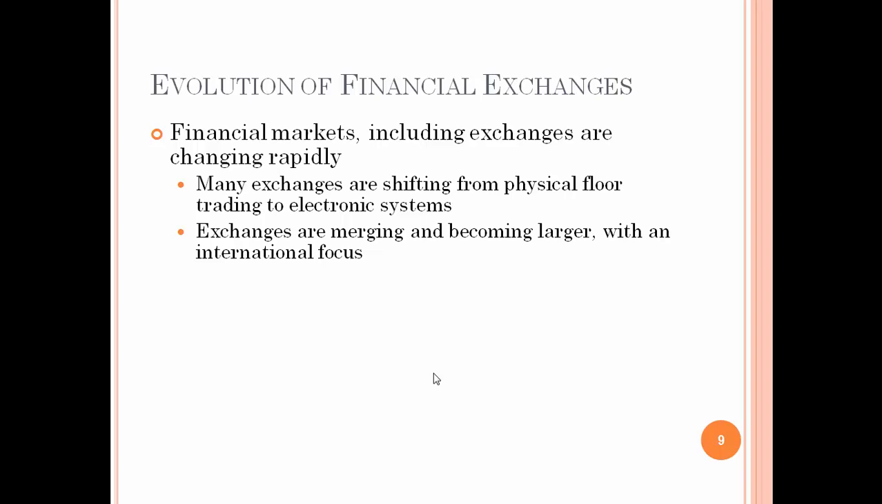Now, we also have to say that financial exchanges are also evolving. So they are changing rapidly, and many changes are shifting from physical floor trading to electronic systems. For example, even though we still say NYSE has a physical trading facility or floor, a bigger and bigger percentage of the trading now also occurs on an electronic basis. Also, exchanges are merging and becoming larger with international focus.